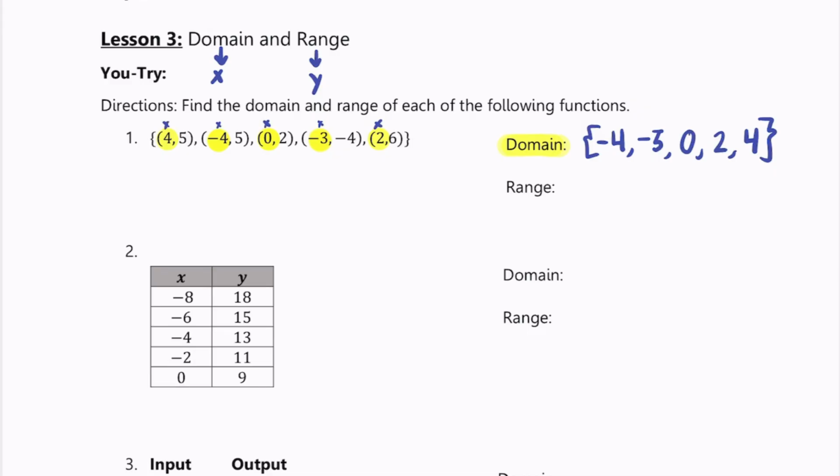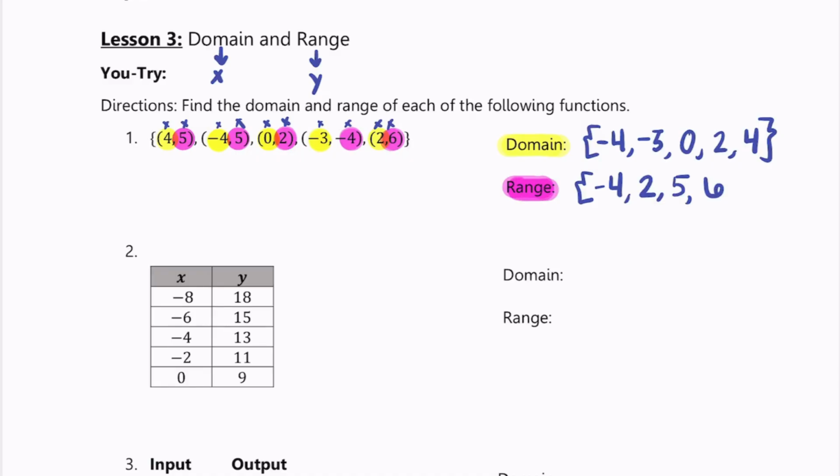And now for our range, we are talking about the y values. So I'm putting those in pink. And once again, we're going to put them in order from least to greatest and list no repeats. So the smallest I see there is -4. Then I see 2. Now notice I see 2 +5s. I'm only going to write that +5 one time. And then I see 6.